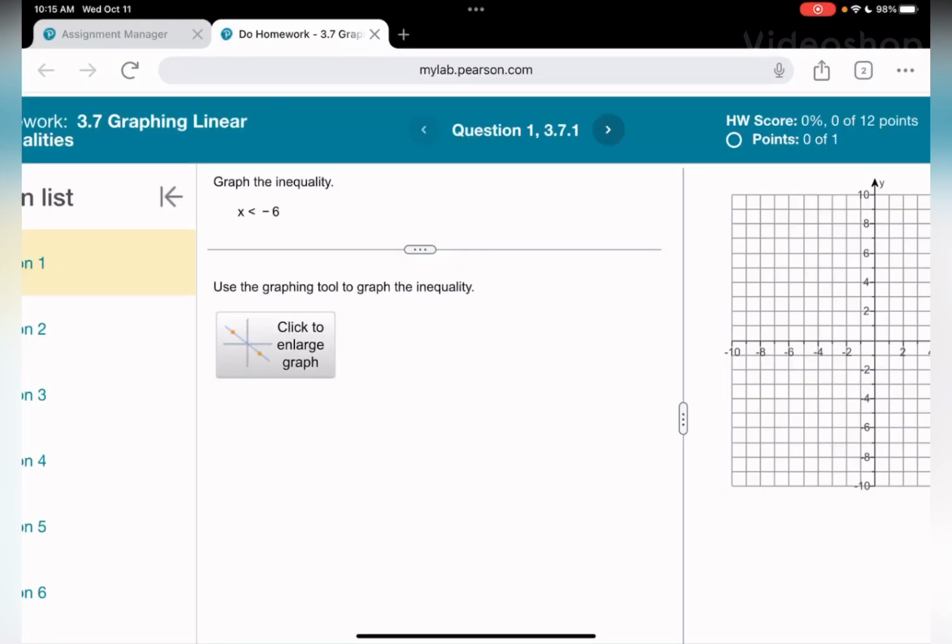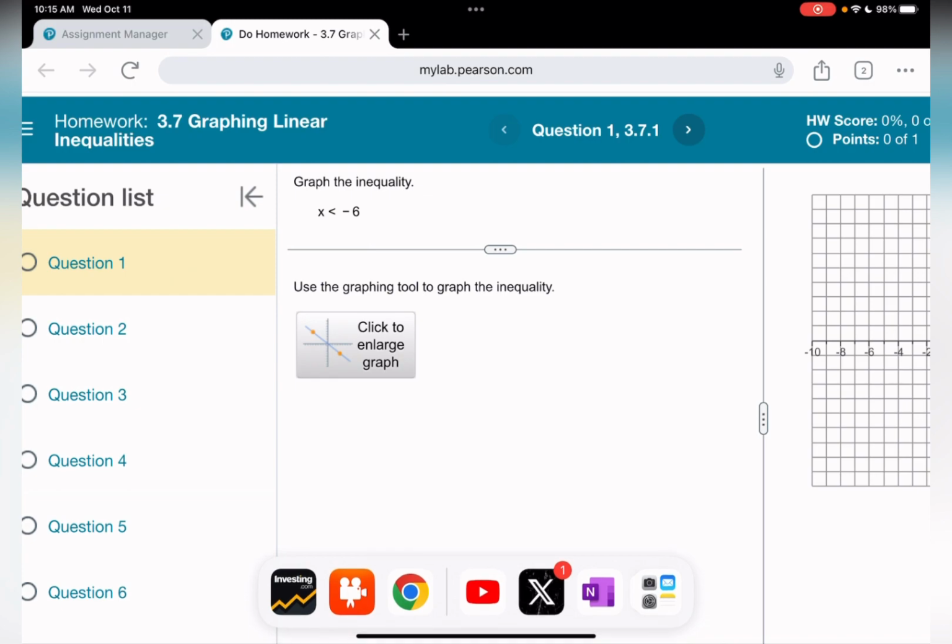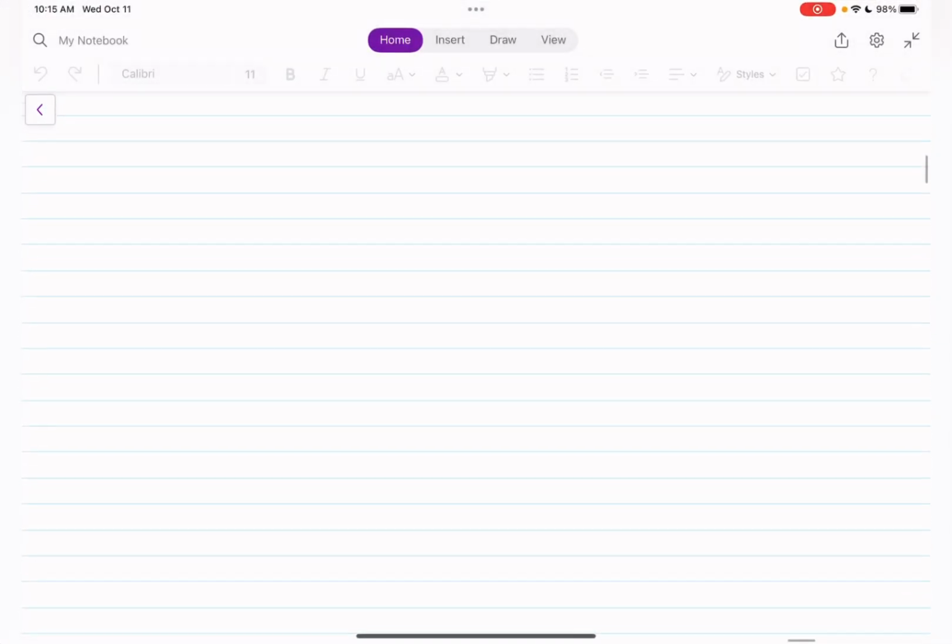We are working on homework 3.7, graphing linear inequalities. So the first question is: graph the inequality x is less than -6. Before I even start graphing, let me show you something.